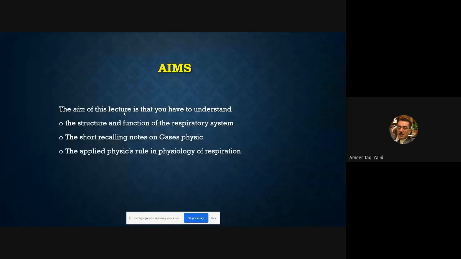The aim of my lecture today is just to inform you about the structure and function of the respiratory system, and to briefly recall the notes on gas physics. You got a lot of physics basics in secondary school, and we give you short notes just to recall and remember these physics rules. Then you have to know how these physics rules are applied in the physiology of the respiratory system.